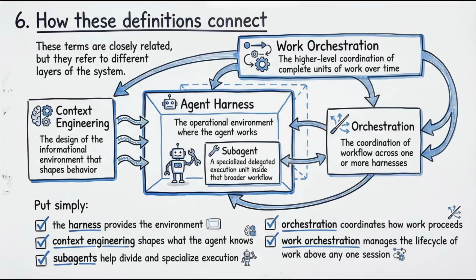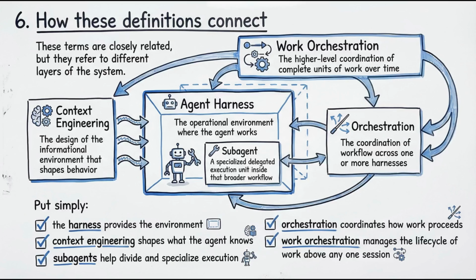Now that we have looked at these terms individually, let's explore how they all connect. While they are closely related, they actually refer to completely different layers of the system. Let's build this picture layer by layer. First, we have the agent harness. You can think of this as the foundational workspace. It is the operational environment where the agent actually does its work.